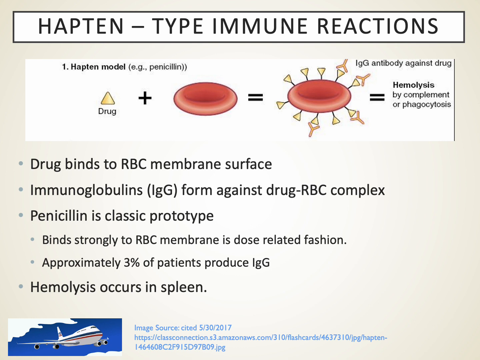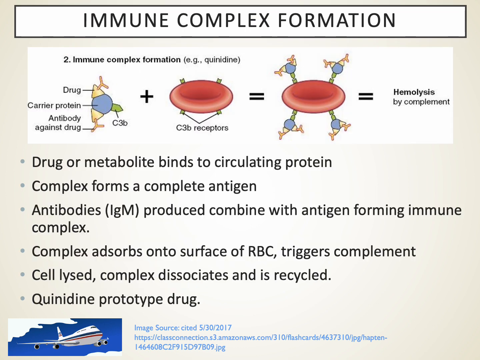So the hapten-type immune reaction, basically the drug really binds to the red blood cell surface membrane, and then we have immunoglobulins directed against the red blood cell, and therefore you have hemolysis. Typically in this presentation, hemolysis occurs most often in the patient's spleen. The immune complex formations, these are the drug or the metabolite binds to a circulating protein that forms complexes that then lead to cell lysis.